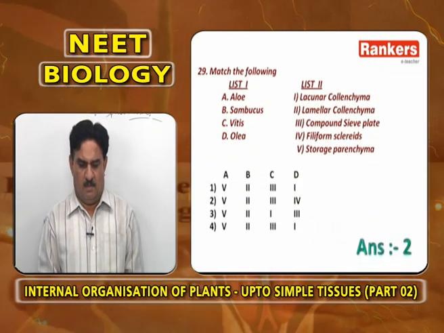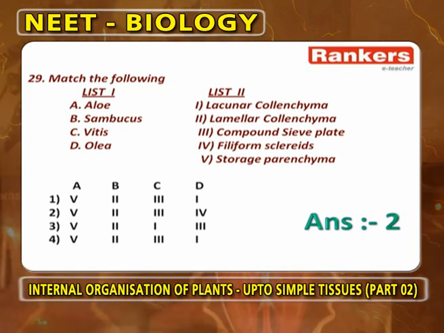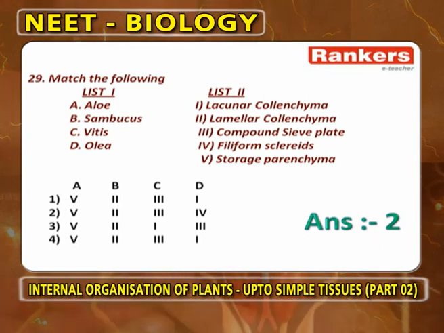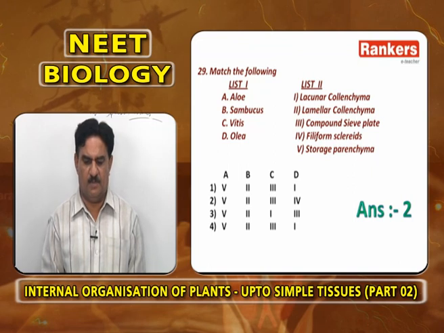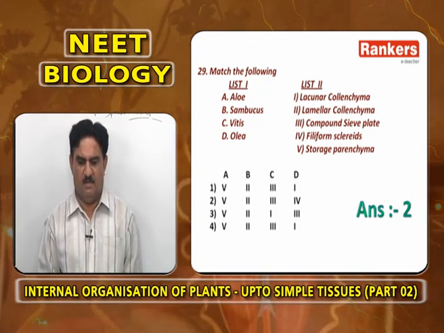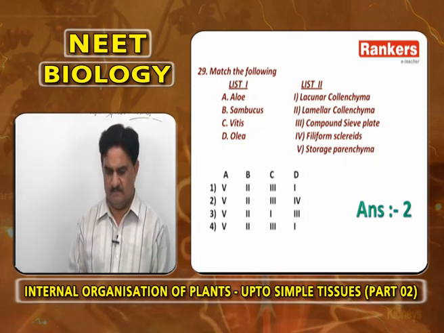This is a matching. Aloe, Sambucus, Vitis, Olea. Lacunar collenchyma, lamellar collenchyma, compound sieve plates, filiform sclereids and storage parenchyma. Second option. Aloe, 5, storage parenchyma. Sambucus, lamellar collenchyma. Vitis, compound sieve plates, and Olea, filiform sclereids. So, second option.